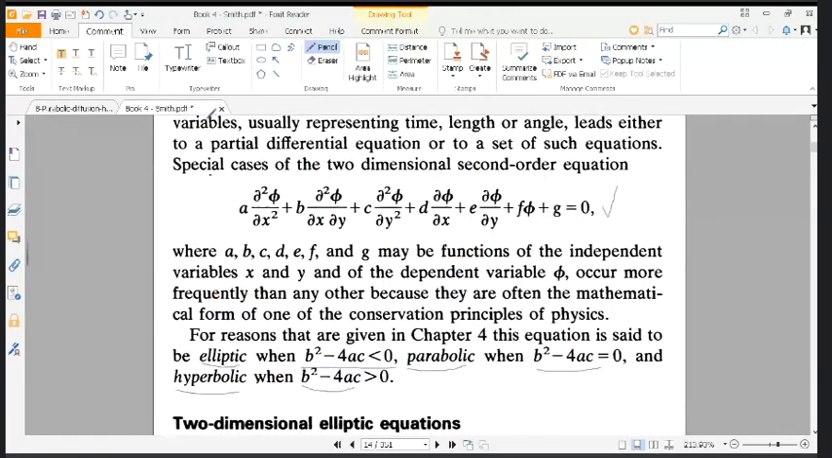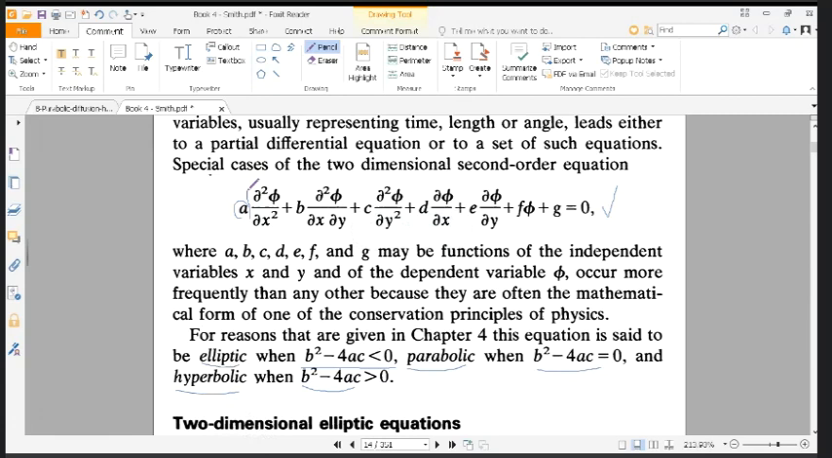A is the coefficient of ∂²u over ∂x². Okay. The value of A in this equation is K. Yes, it is K.